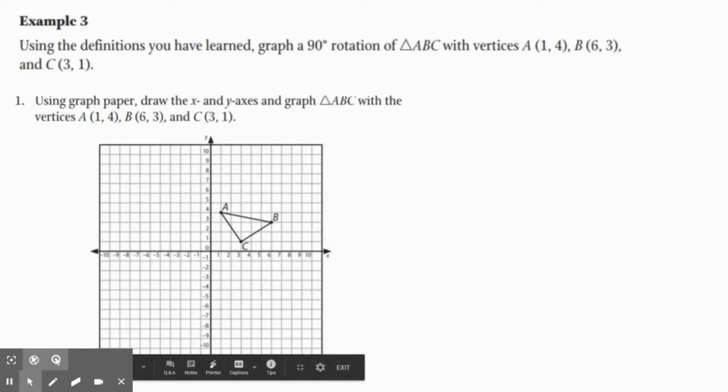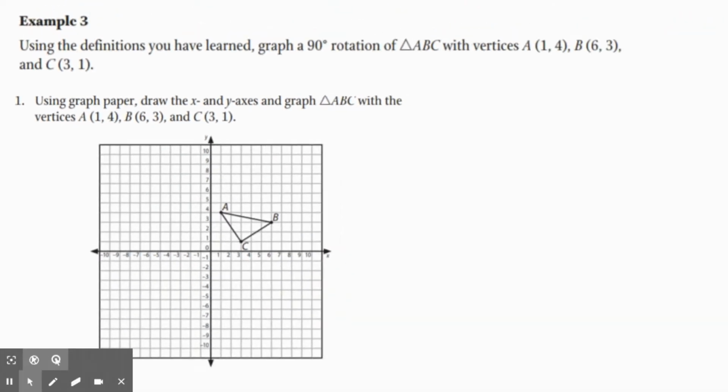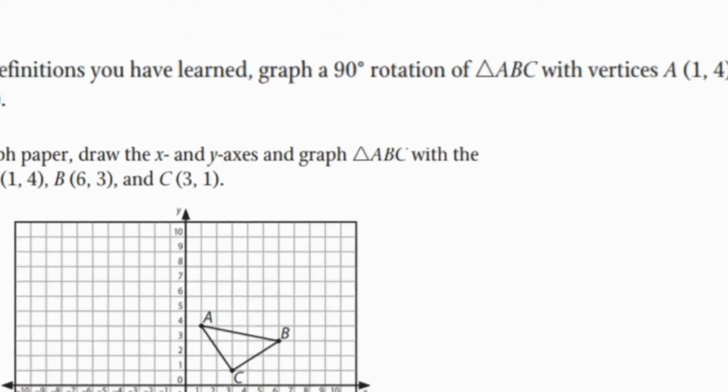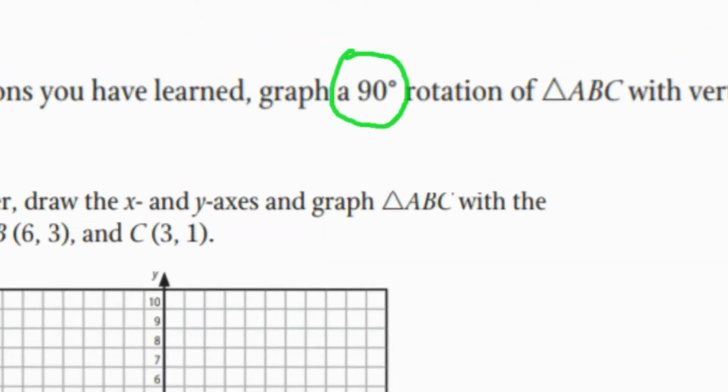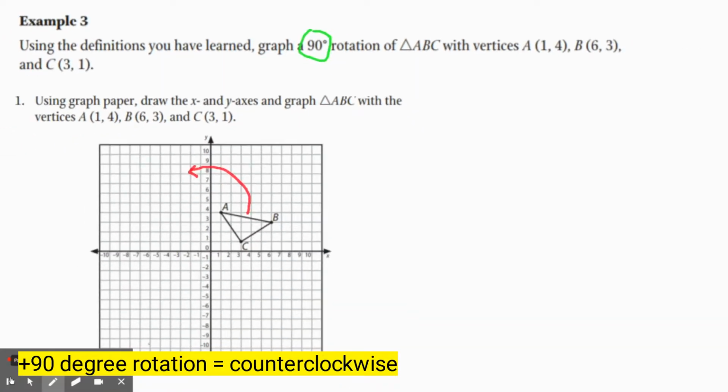Example 3 says, using the definitions you've learned, graph a 90-degree rotation of triangle ABC with those vertices. First thing you're going to do is take a piece of graph paper, draw triangle ABC. I want to point out that it does not say clockwise or counterclockwise in this particular problem. It just says a positive 90-degree rotation. For a positive 90-degree rotation, we're going to go counterclockwise.